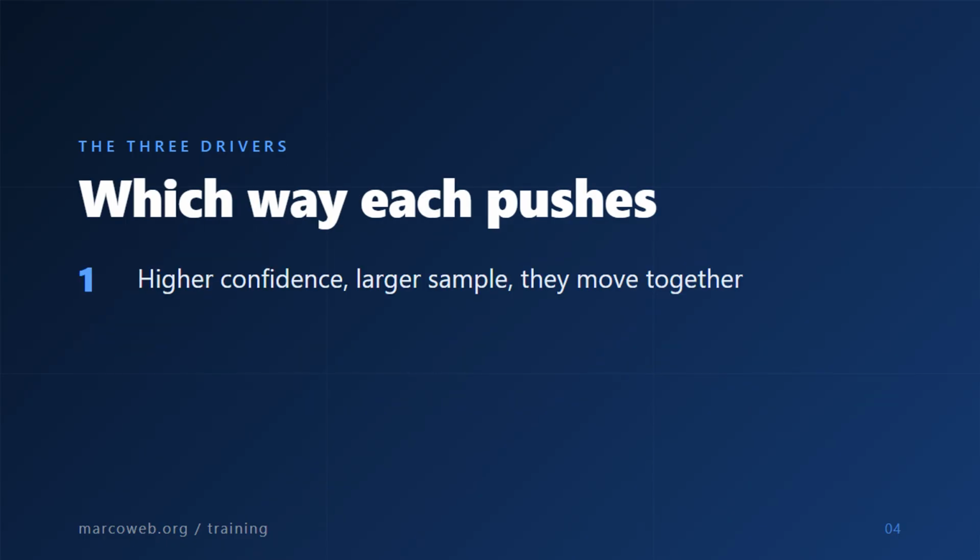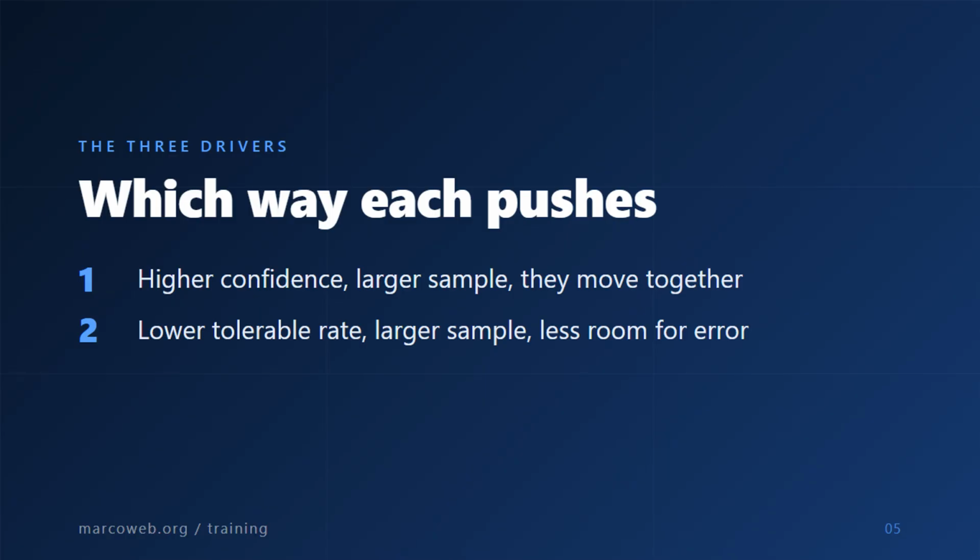Confidence level first. This is how certain you want to be that the sample supports your conclusion. Higher confidence means accepting less sampling risk, and less risk needs more evidence. So confidence level and sample size move together. Tolerable deviation rate next. This is the maximum rate of deviation you could accept and still conclude the control is effective. A lower tolerable rate means less room for error, so the sample grows. Tolerable rate and sample size move in opposite directions.